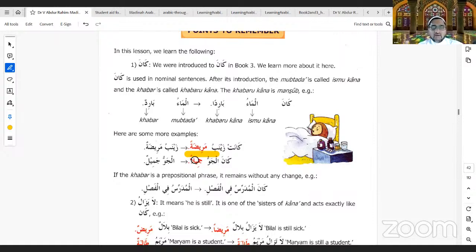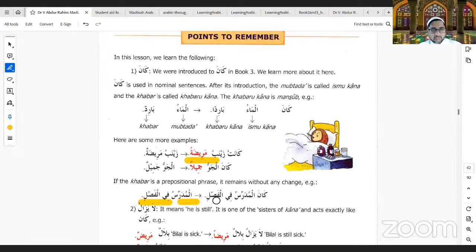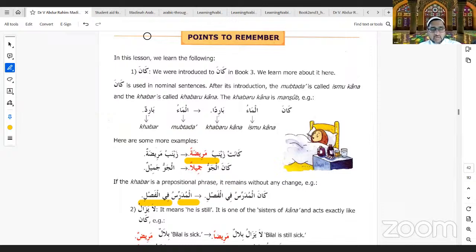But sometimes the khabar comes as a preposition, like jar majroor, like fil fasli. Exactly over here now: al-mudarrisu fil fasli, the teacher is in the classroom. As you know, there are different types of khabar. You can have a verbal sentence, a noun, or a preposition as khabar. When the preposition is khabar, the preposition does not change. It remains the same; the only thing you change is the meaning. كان المدرس في الفصل, meaning the teacher was in the classroom. So that's that.